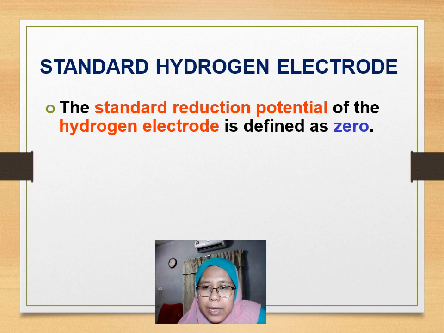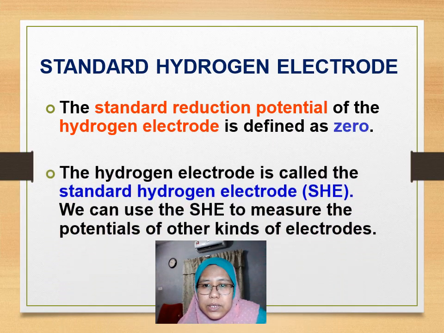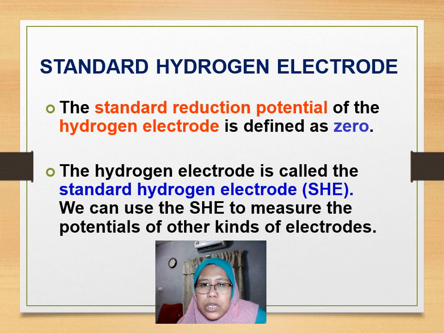When we compare some value with 0, the value of reduction potential, we connect it with a standard hydrogen electrode, which is defined as 0. We will get the standard reduction potential of that element that we used with hydrogen electrode. So we can see here, the SHE, standard hydrogen electrode, will be used to measure the potentials of other kinds of electrodes.